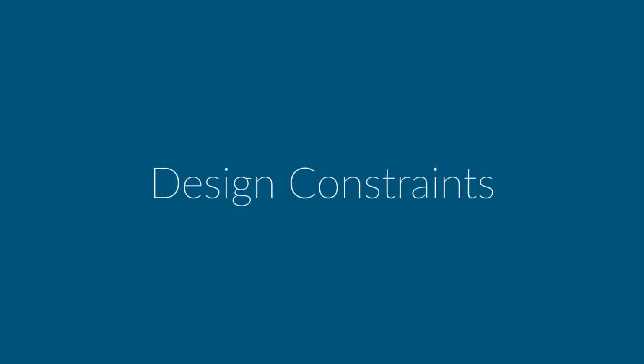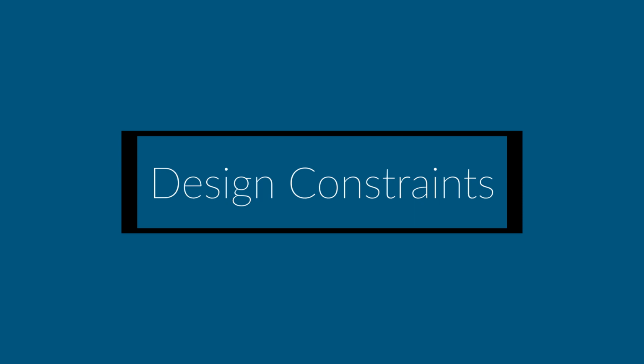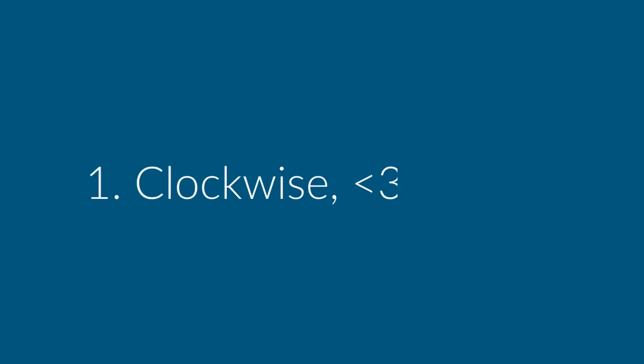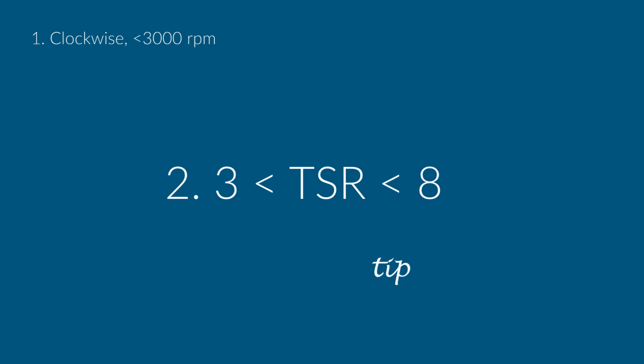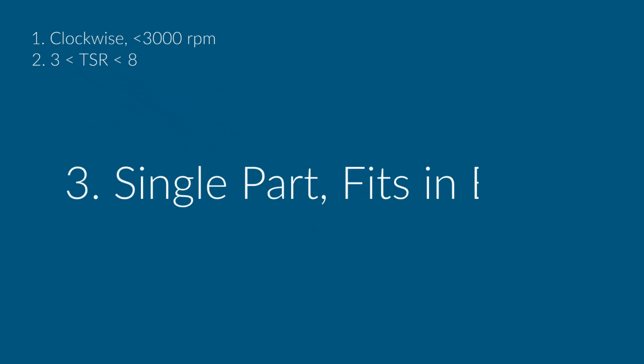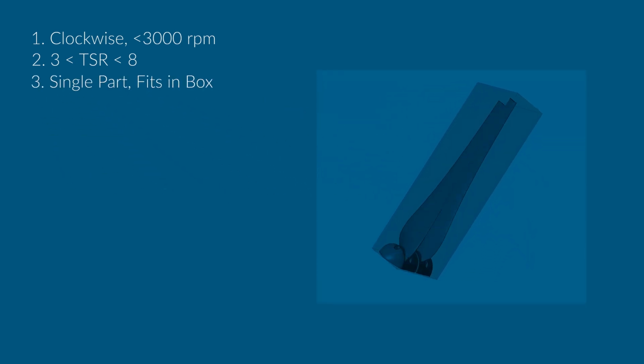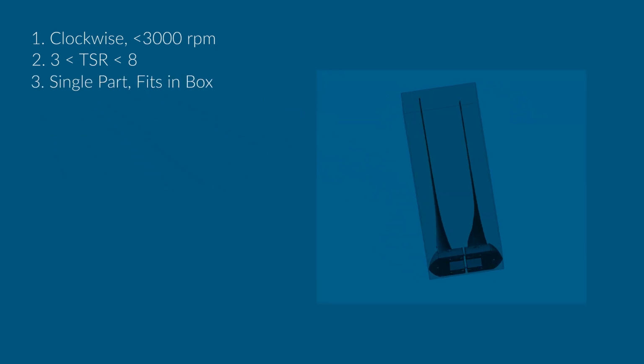For the design of this turbine, we were provided with a number of constraints. Firstly, the turbine should rotate clockwise when viewed from upstream, not exceeding 3000 RPM at a wind speed of 12 meters per second. Furthermore, the TSR must be between 3 and 8. The blade must also be manufacturable as one single part and be able to fit in a box of length, depth and height of 400, 75 and 150 millimeters respectively.